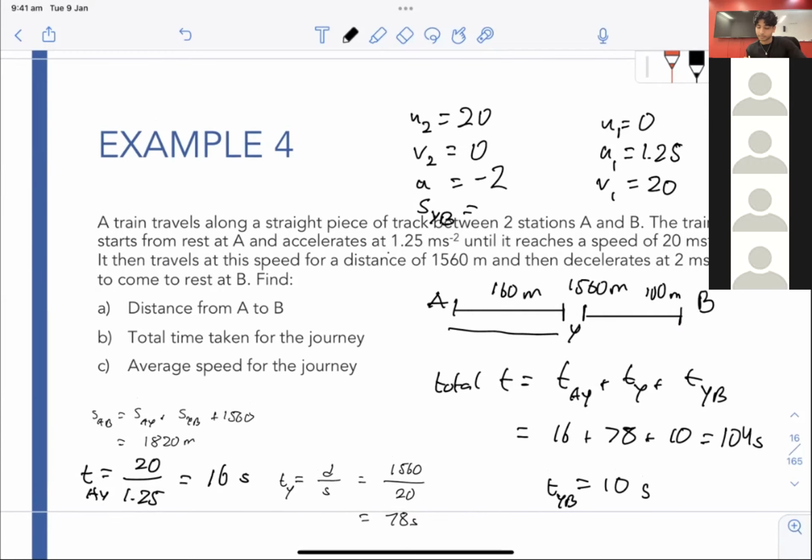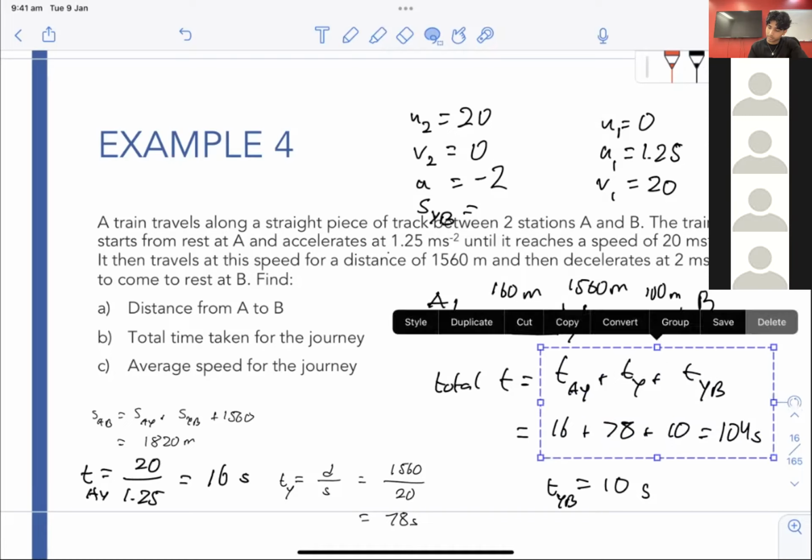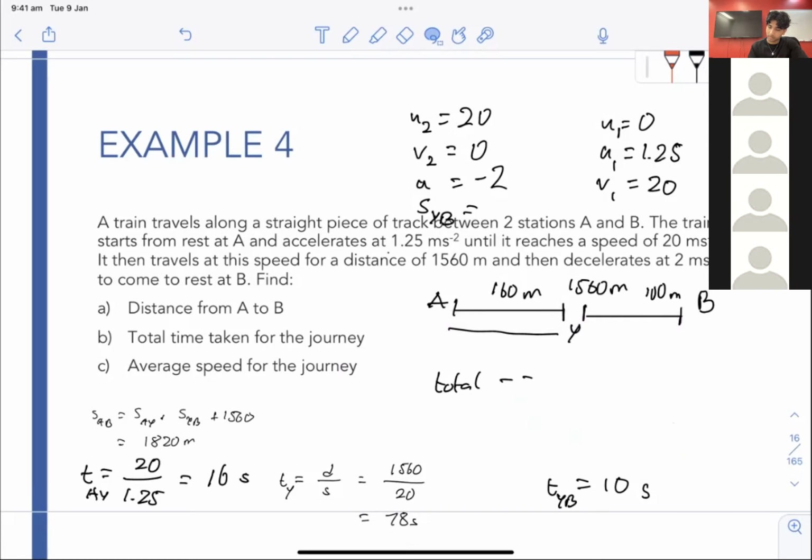Okay, now that was a little bit easier than part A, but as you can see, we've had to distinctly calculate 3 different things for the 3 parts, okay? So the average speed of the journey, okay, is gonna be a bit easier than that, all right? The average speed is just the total distance over the total time. So nice and simple, all right? If I get rid of this, total time equals, oops, get that back, 104 seconds, okay.